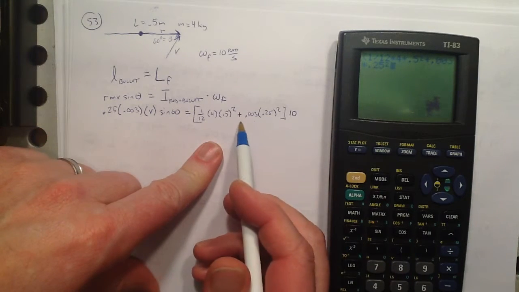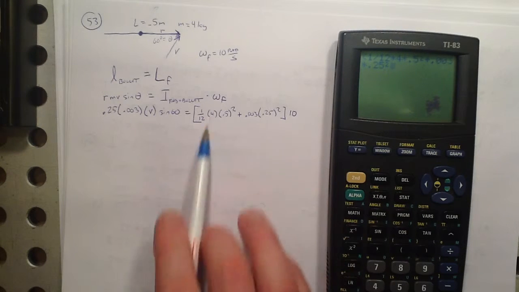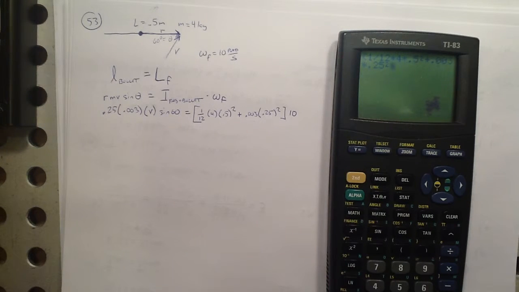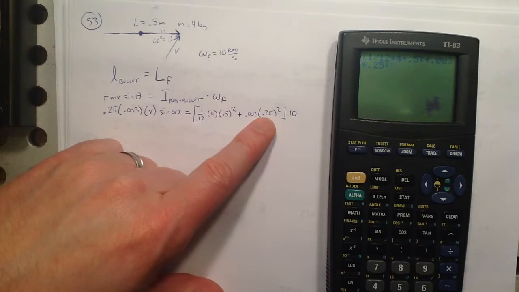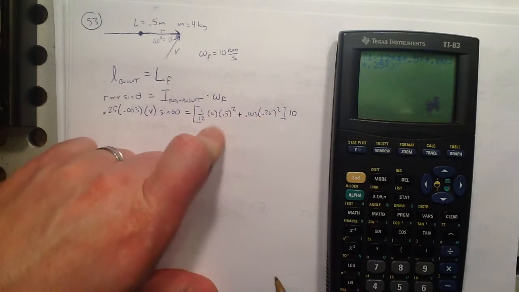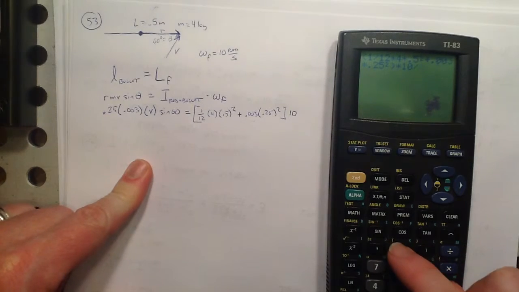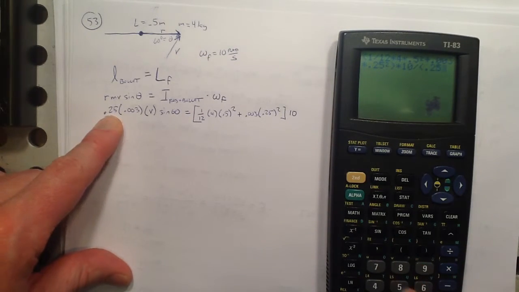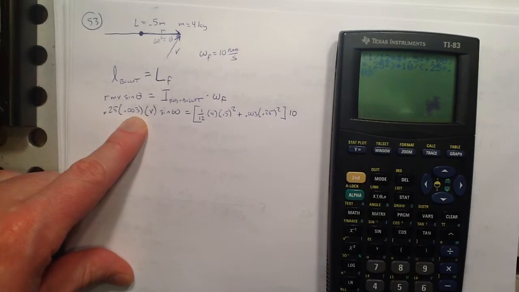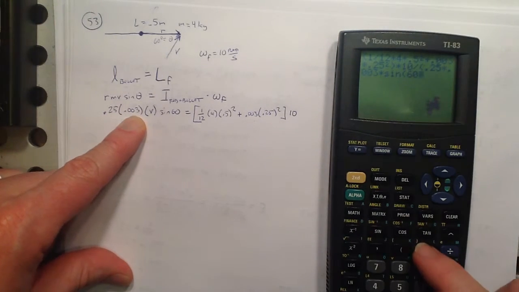And again, if you left this out completely, because the bullet is so light compared to the rod, it probably wouldn't affect the answer to any decimal places that we care about. But we'll include it because it should be there. So that's the whole I of the rod plus bullet, times 10, divided by 0.25 times 0.003 times the sine of 60.